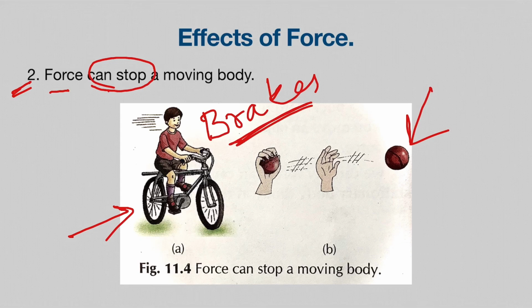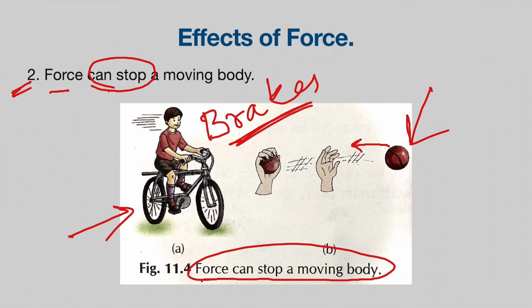Now when you throw it, at first it will be in motion, it will move from its initial position, but as soon as someone catches it, that means the motion is broken, hence now the motion is stopped. Force can stop a moving body. First it is going this side, and then as soon as it reaches here, it is stopped.